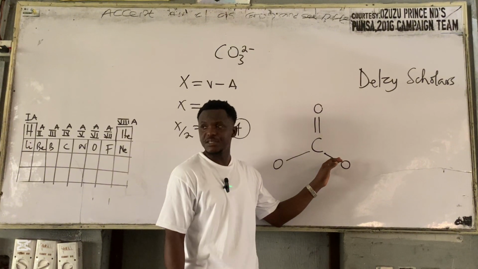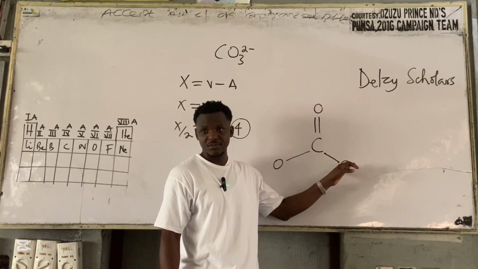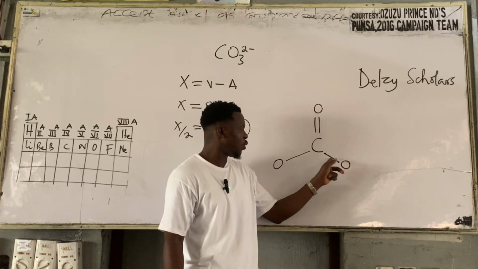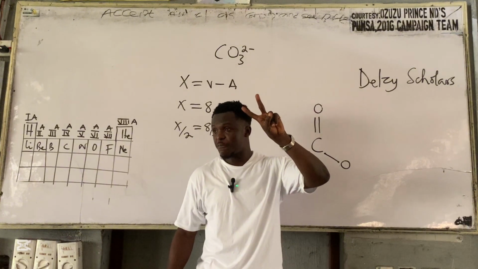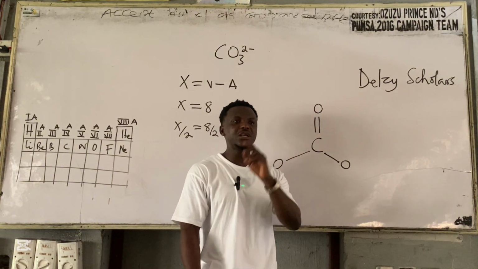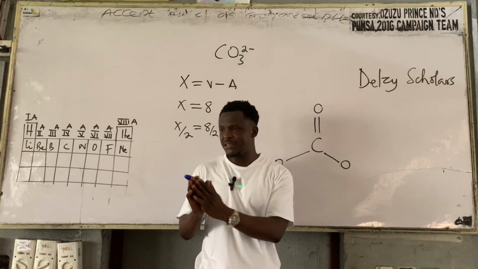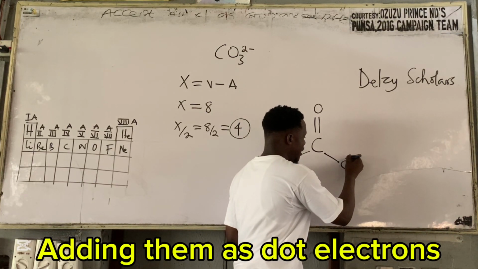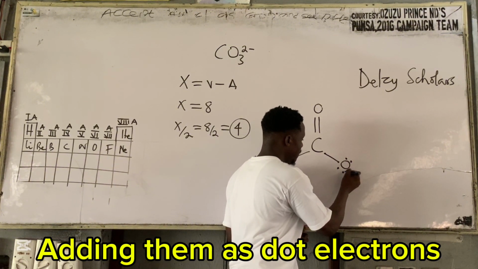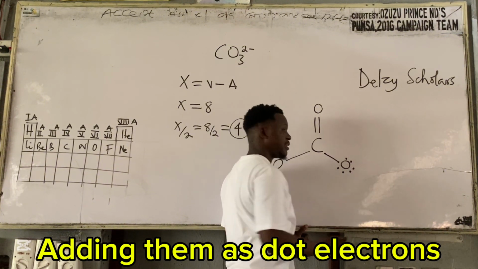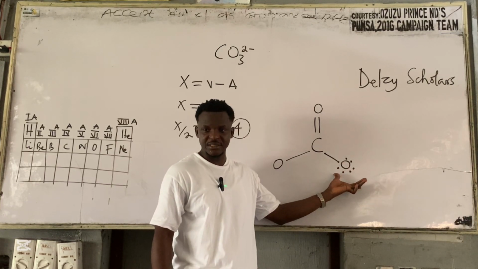The 2 electrons in this bond will be counted for carbon. It will also be counted for what? Oxygen. So far, since oxygen is holding just one of these bonds, it means that oxygen is having just how many electrons? 2 electrons. How many is remaining for this guy to become 8? 6. I'll add those electrons in pairs. So I'll come here. I'll say 1, 2, 3, 4, 5, 6. I have completed the dot electrons, making this guy to be 8.